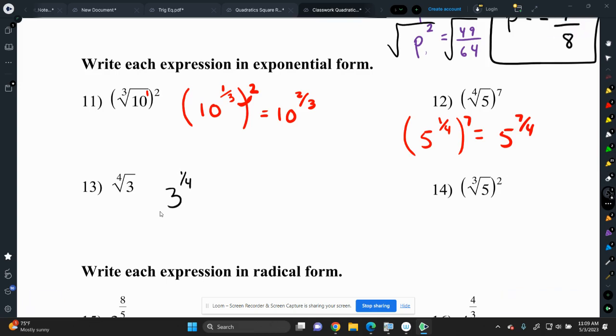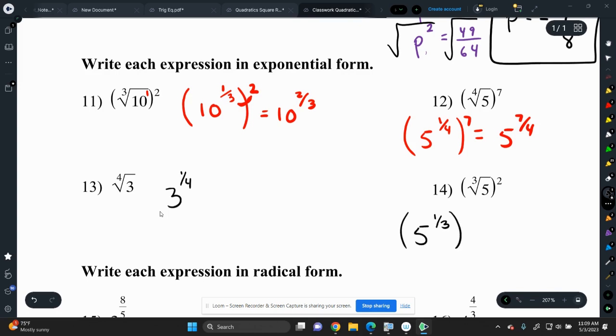Number 14, we do what's inside the parentheses. So that's 5 to the power of 1/3. And then we square it. So that's 5 to the 2/3. Okay.